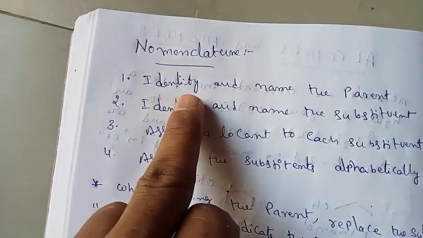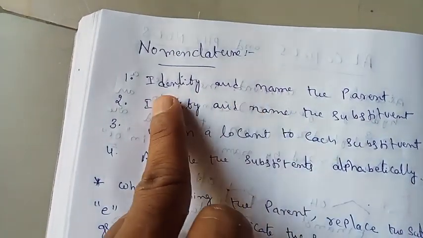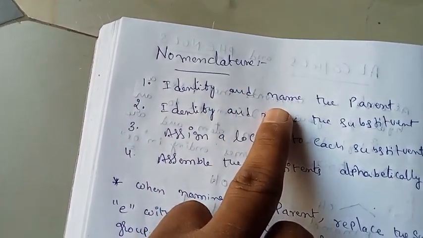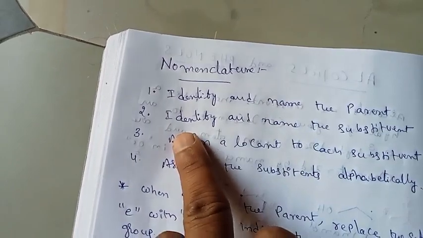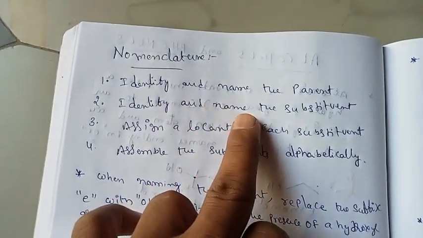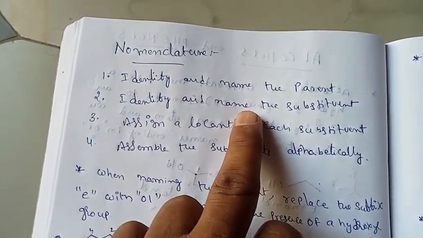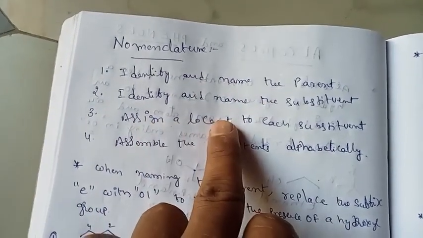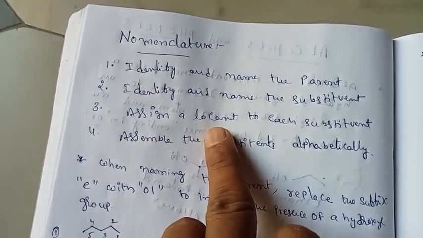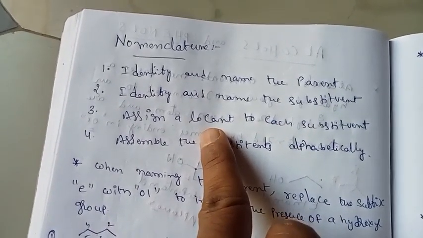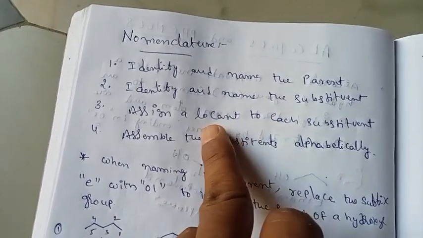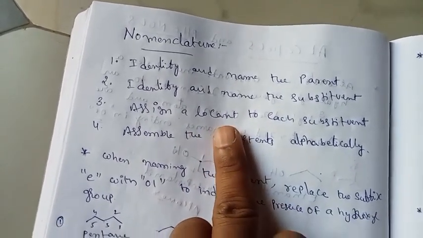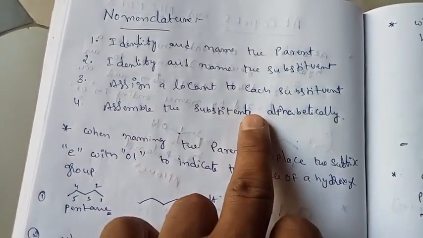First, identify and name the parent. Identifying and naming the parent chain is very important. The second is to identify and name the substituent. After the parent chain and substituent, we also have to assign a locant to each of the substituents. In some cases, a substituent also has some extra substituent, so that locant also we have to verify, and assemble the substituents alphabetically.